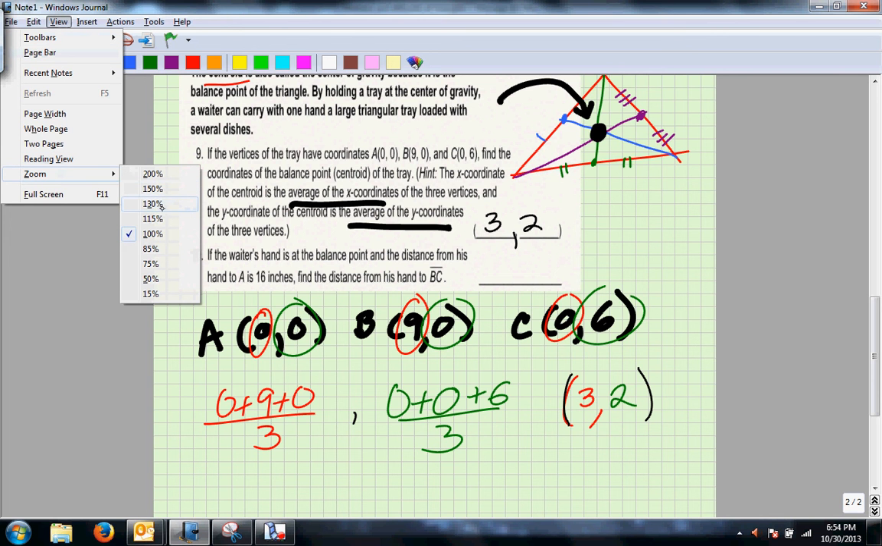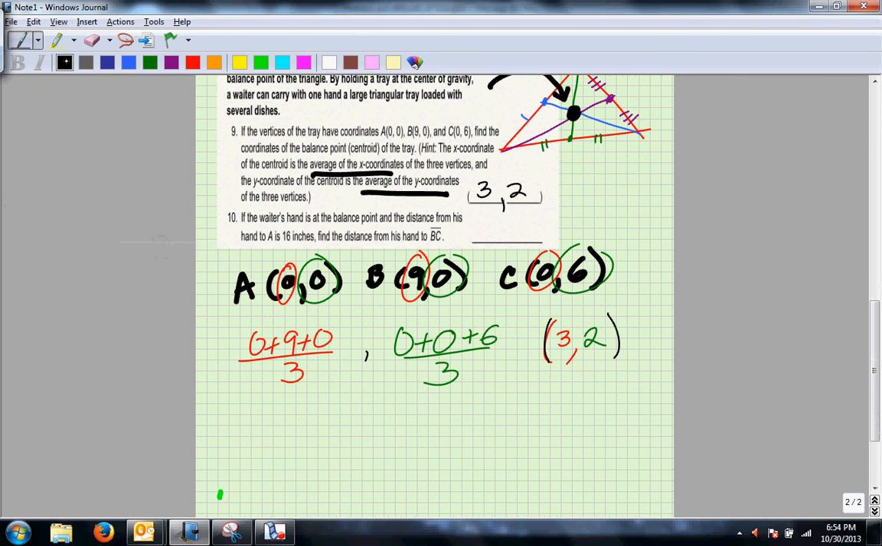So let's go ahead and plot that. I think it'd be easier to see how this works if you can see it plotted. So let's do this in the first coordinate. A is at 0, 0. B is at 9, 0. And C is at 0, 6. Okay, so here's your triangle. And then we found the centroid is at 3, 2. Over 3, up 2, and that would be the balance point, right there. That's the centroid. So that's number 9.